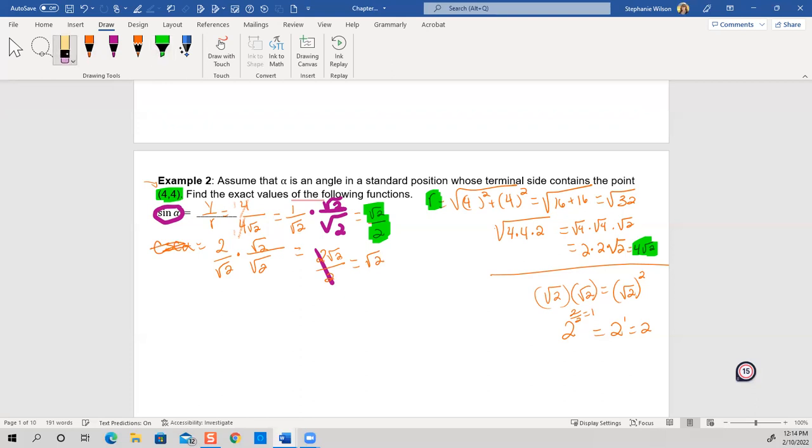Oops, let me fix that. I was trying to highlight it. All right, so let's highlight it.